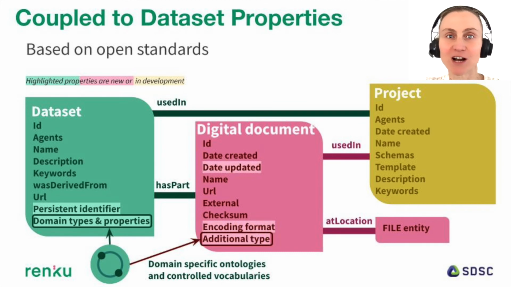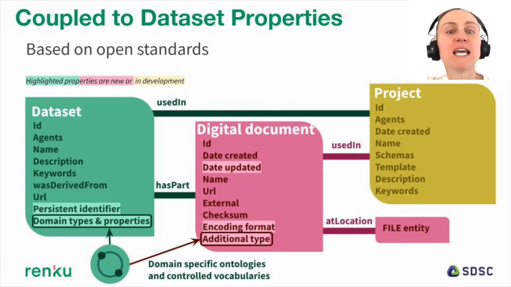Renku provenance graph is coupled to dataset properties that are captured at three different levels shown in this slide. Renku dataset containers represent a distinct node type with a range of properties such as agents creating the datasets, its source, name, and description. The dataset consists of digital documents tracked for changes and annotated with the respective properties, for example, encoding format and checksum.